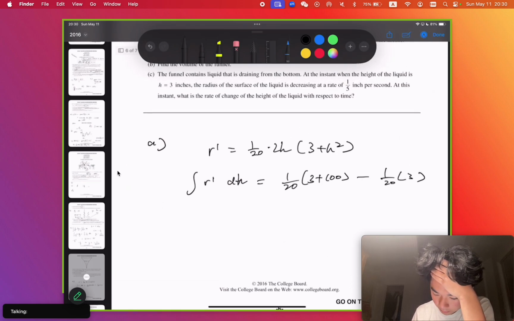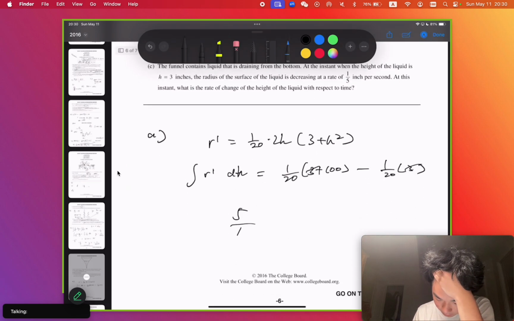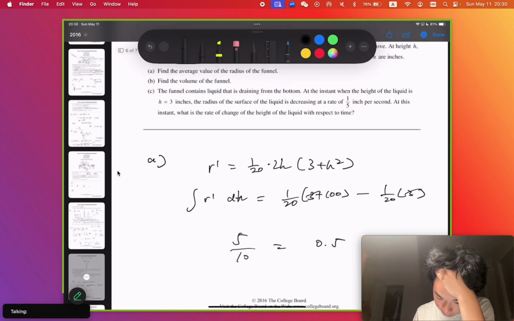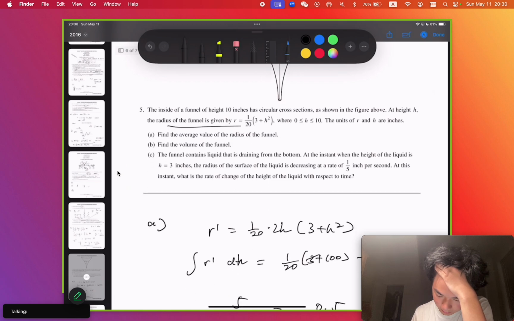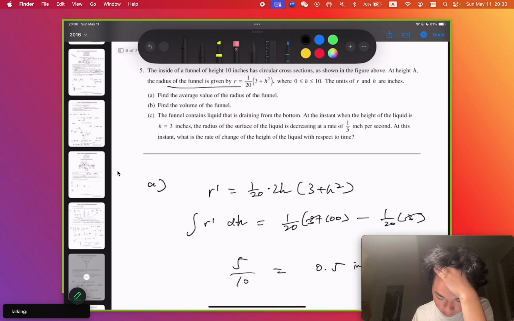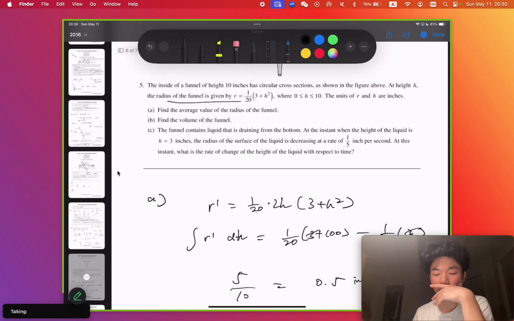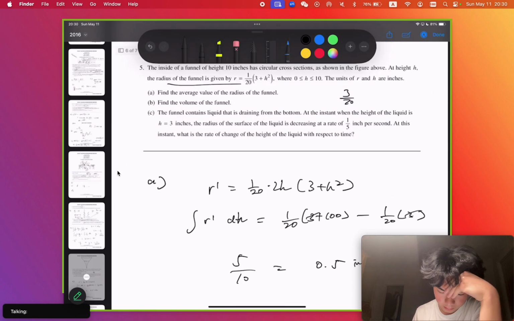That's all you have to do. And then you want to divide this chunk over here by, it's basically 5. Yeah, because like you get rid of these. 5 divided by 10, which is 0.5. This is the average value of the funnel, inches. Sorry, for taking that long, but yeah, brain wasn't working. And if you want to check, when it's 0, it's only 3/20, which is very, very small. So yeah, that makes sense.